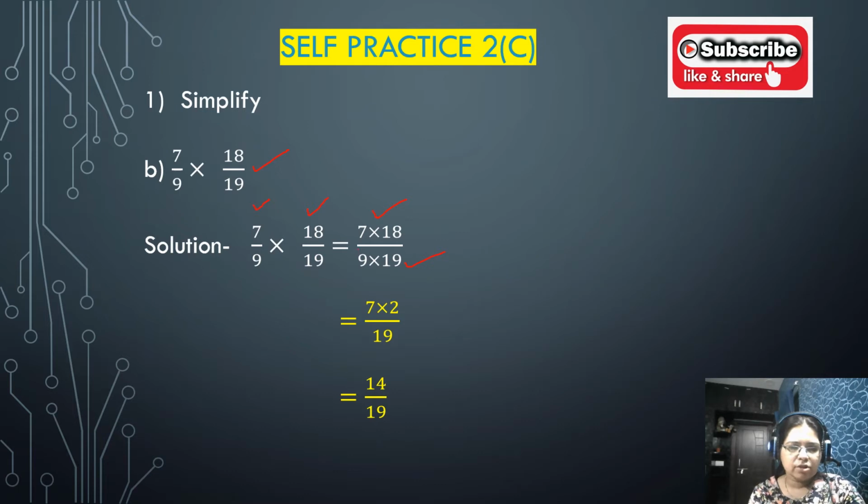Here we cancel 9 with 18: 9 multiplied by 2 is 18. And we get 7 multiplied by 2 divided by 19. 7 multiplied by 2 is 14, so 14 divided by 19. So 7 divided by 9 multiplied with 18 divided by 19 is 14 divided by 19.